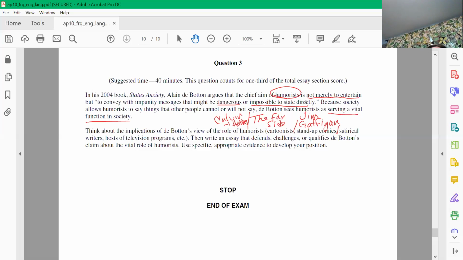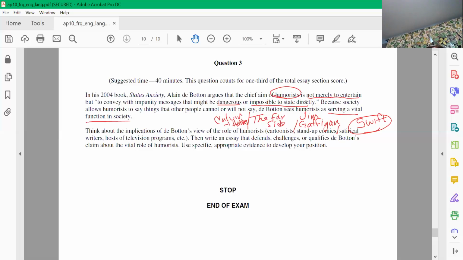Satirical writers. Oh my gosh, we just read a satirical piece. Who was it? Oh, remember Jonathan Swift? Probably one of the most famous satirical pieces was A Modest Proposal, which I had you guys read for class. Okay, so remember the eating babies, if you're kind of clueless on that. So that's an interesting one.